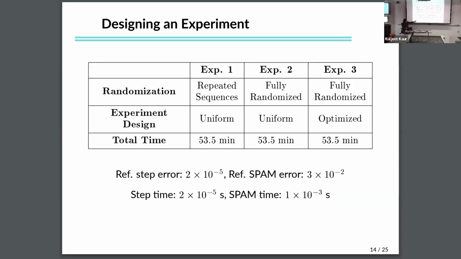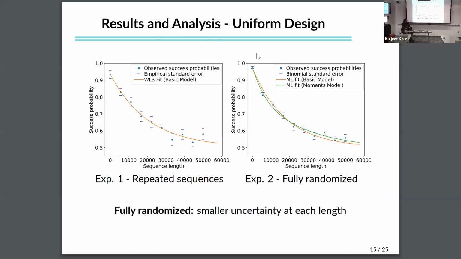In terms of designing the experiments, our collaborators just measured how long it took to do various things. And they told us that each Clifford step takes about 2 × 10⁻⁵ seconds. The state preparation and measurement is slower at about 10⁻³ seconds. So we actually just took all that into account in the optimization for that 3rd experiment. Right, so that's how we designed this. I'm just going to show the results in the next few slides and then talk about it.